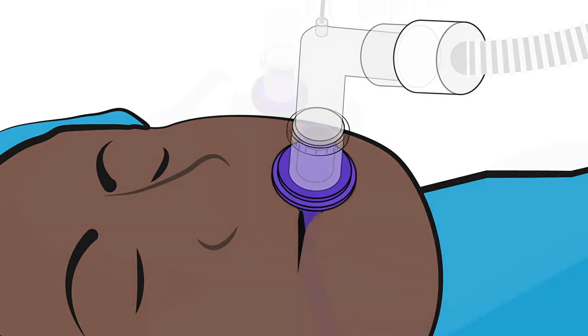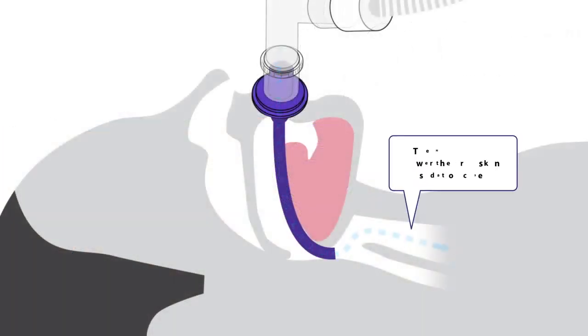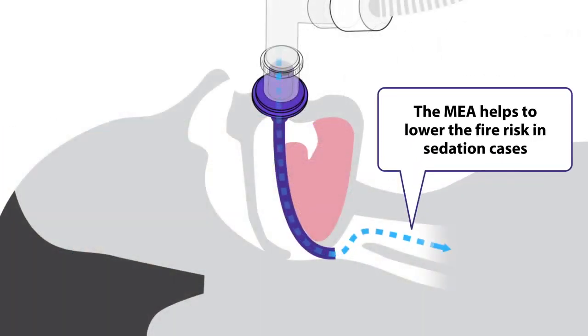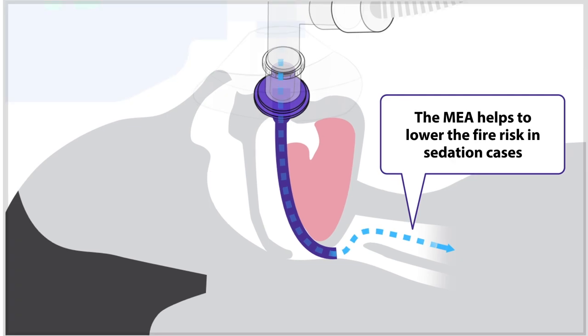the DPA. In sedation cases, the MEA also helps to lower the fire risk when attached to the circuit and following the fire risk protocol by minimizing FiO2, leader flow, and adjusting the APL. The MEA places the oxygen closer to the lungs, lowering the accumulation of oxygen around the patient's face.